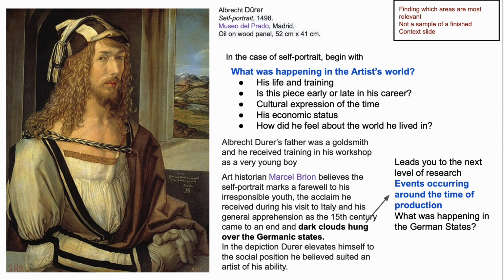Now, as a researcher, the dark clouds that hung over the Germanic states, I said, there's what's going on in the larger world. Let me go look at that, right? So sometimes you're looking at one aspect, and you get little hints as to other things that are going on that can direct your research. So then I would go in to look at events occurring around the time of production. What was happening in the German states? Now, I'm not going to go into that because I really just want to show you how to get started. And then, of course, your research will lead you in different directions depending upon your work.